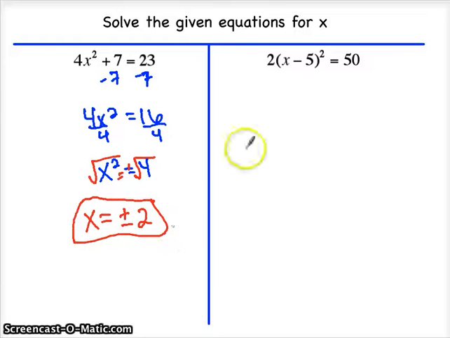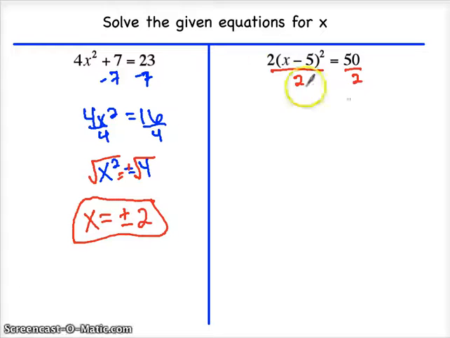Either x is positive 2 or negative 2. Now you might be tempted to FOIL out x minus 5 squared over here in this equation. What I would do is discourage you from that. You only have a single variable right now, and if we FOIL that, we'll have both an x squared term and an x term.